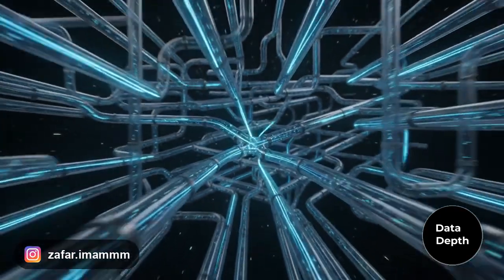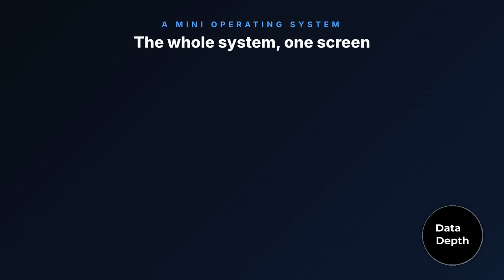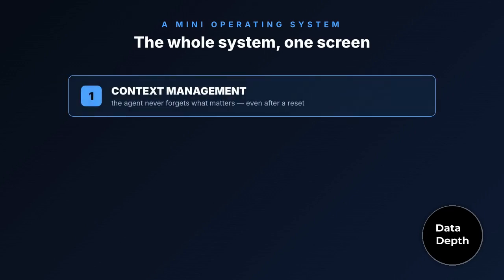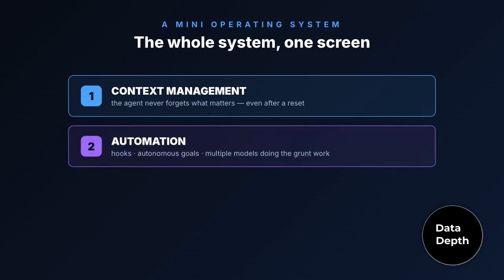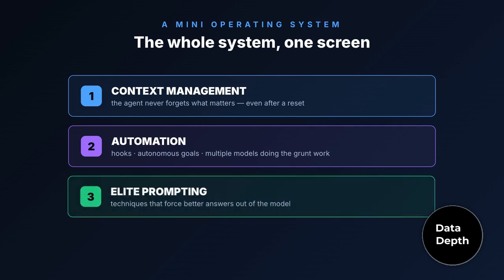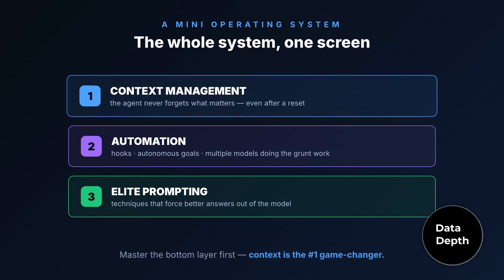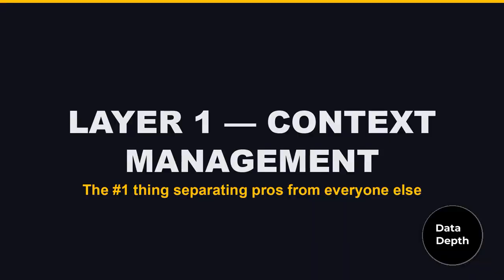Let's build your system. Here's the whole system on one screen, because it's easy to lose the forest for the trees. 3 layers. Layer 1, context management, making sure the agent never forgets what matters, even when the conversation resets. Layer 2, automation: hooks, autonomous goals, and using multiple models so the agent does the grunt work for you. Layer 3, elite prompting, techniques that force better answers out of the model. Master the bottom layer first. Context is the one everyone agrees is the single biggest game changer. So we start there. Layer 1, context management.